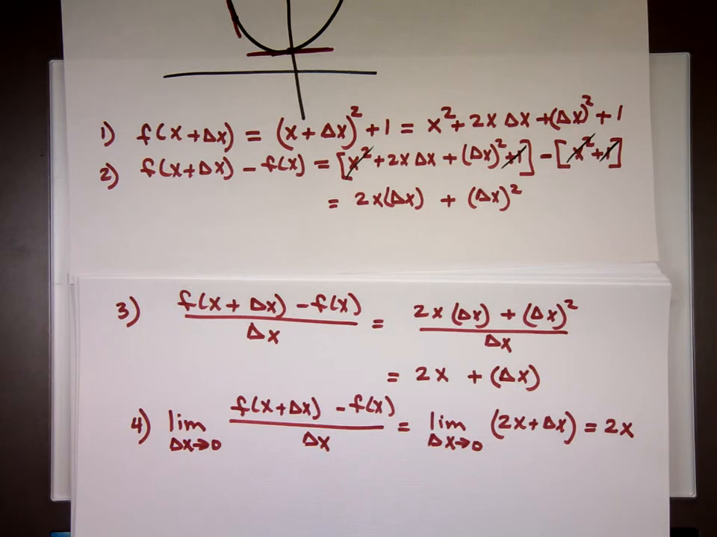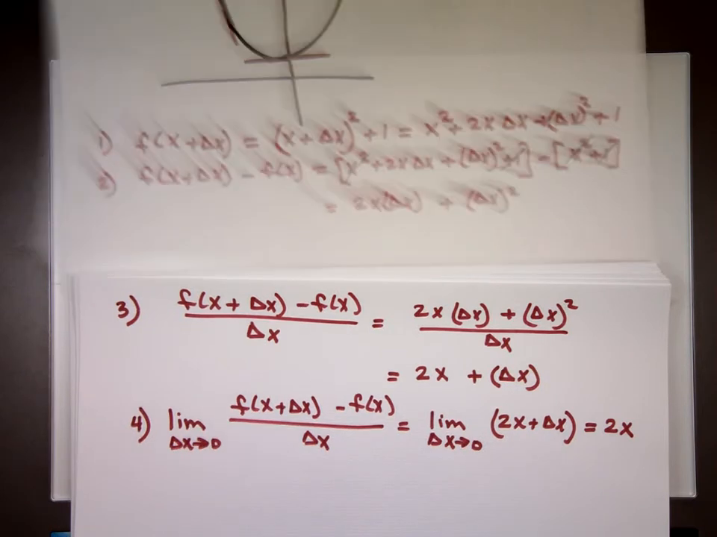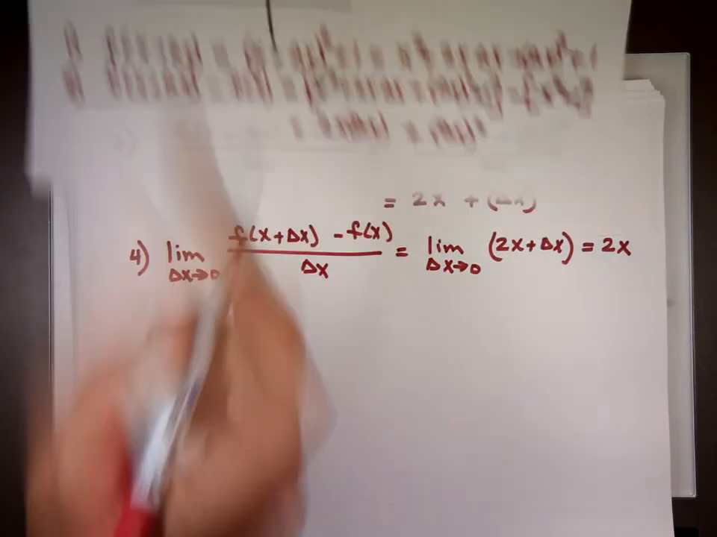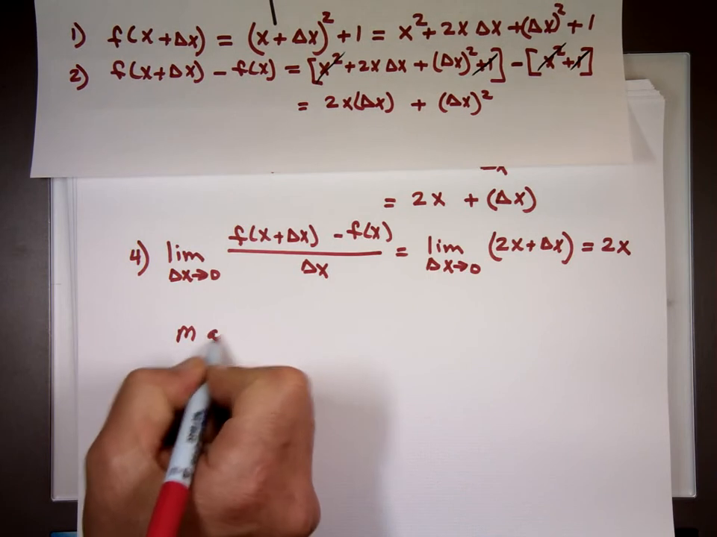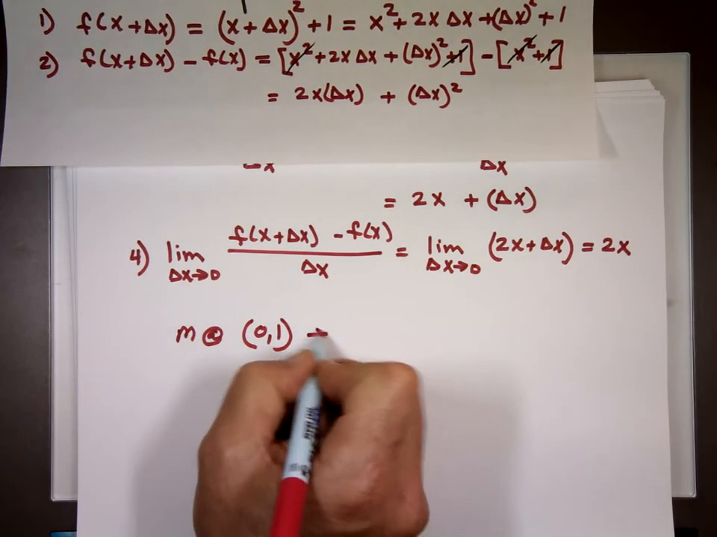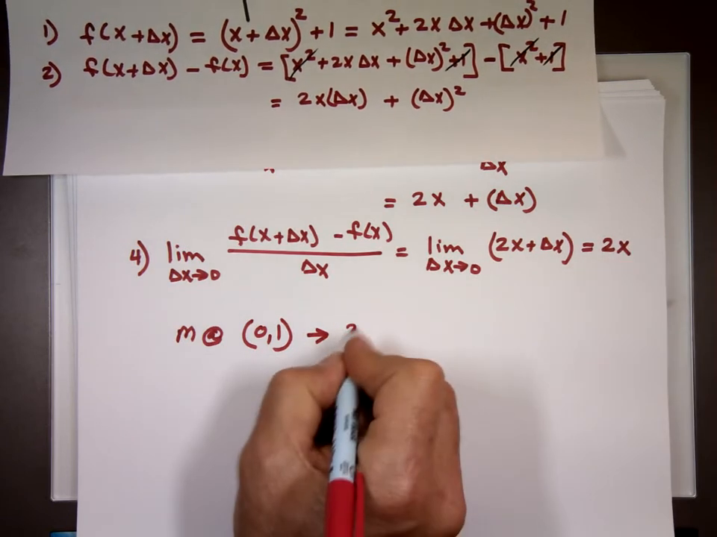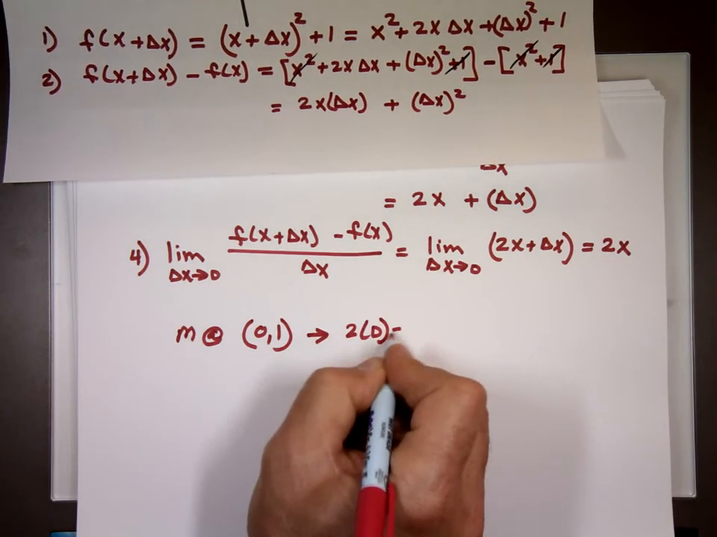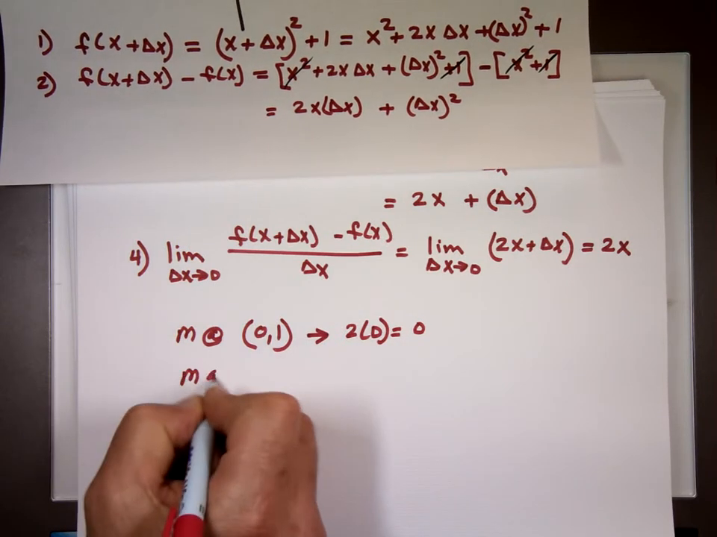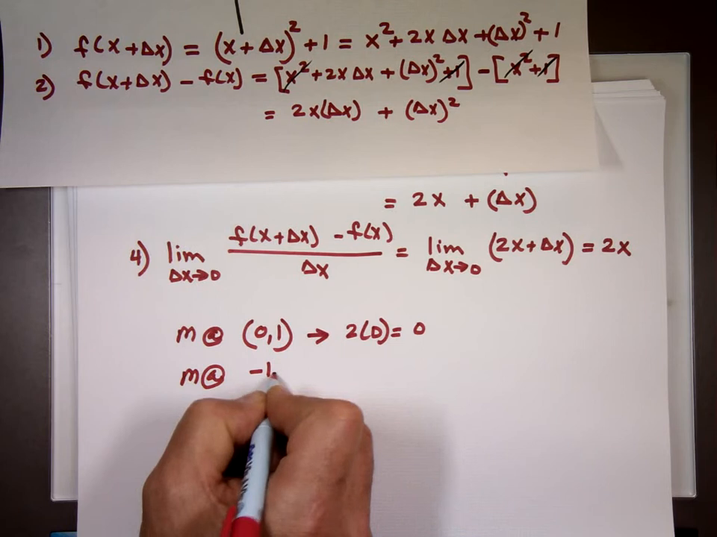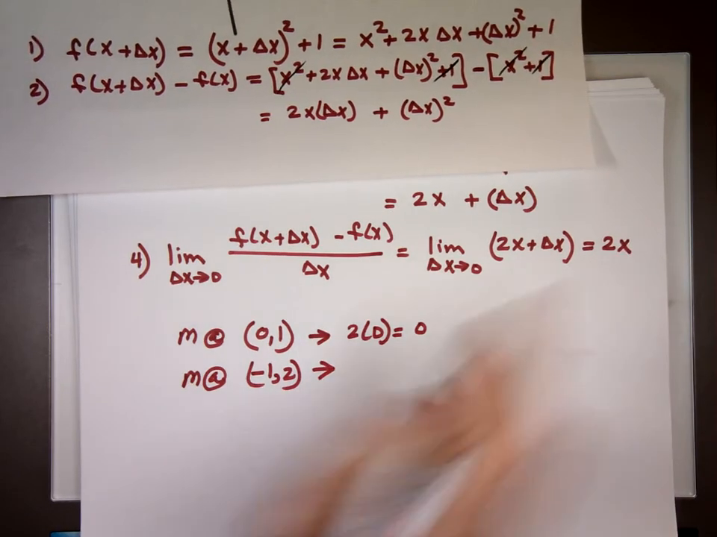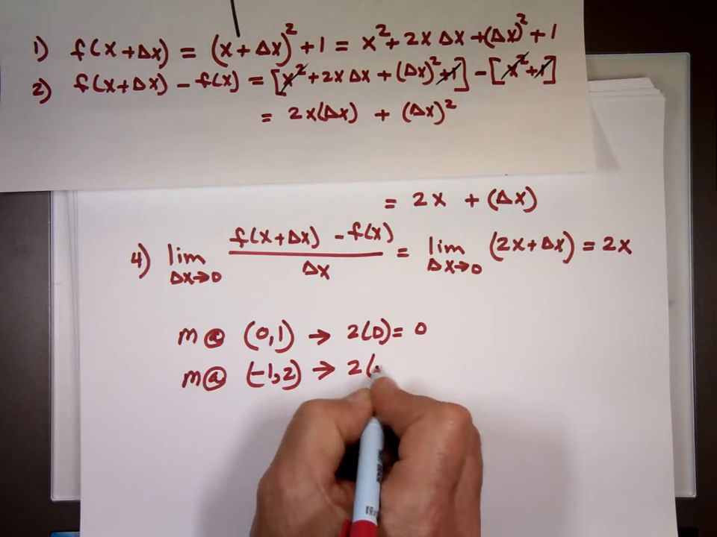Now you want to find the slope at 0, 1, right? That's the first question. At 0, 1, so what is m at 0, 1? Go to that one. Replace x with 0. 2 times 0, which is what? 0. You want the slope at minus 1 comma 2. Go to that equation and replace x with what? Minus 1.